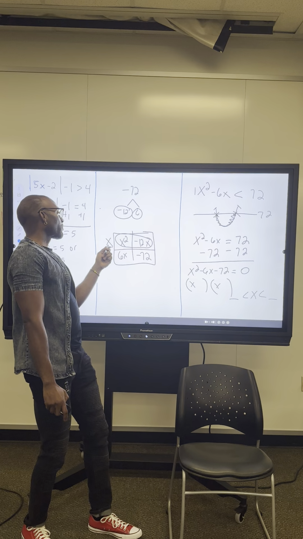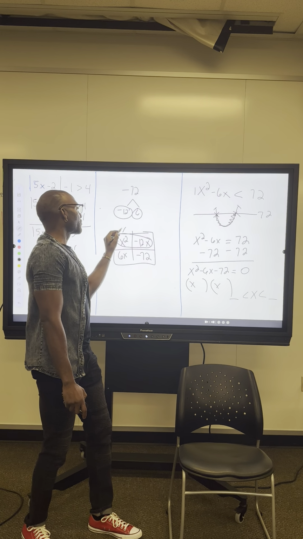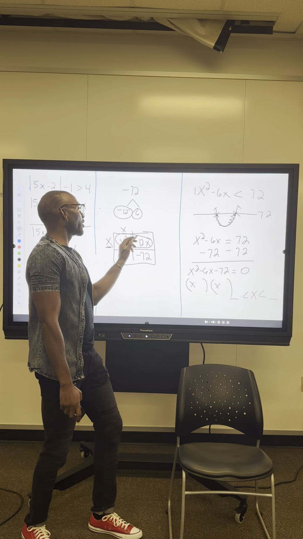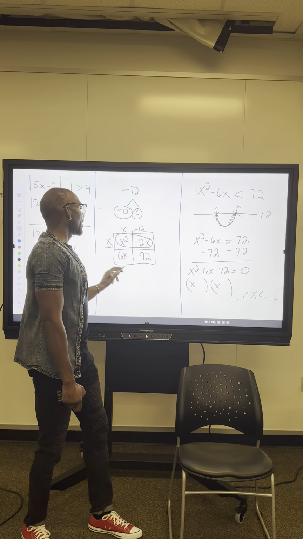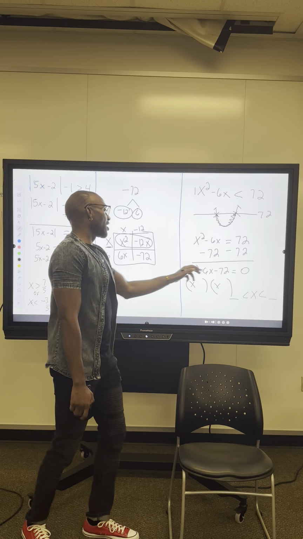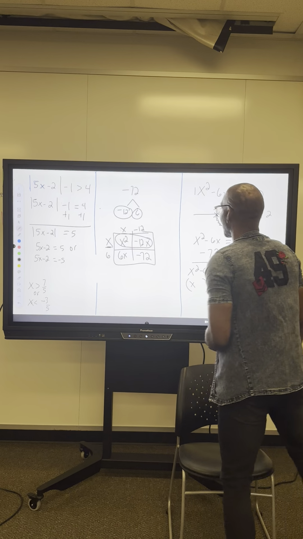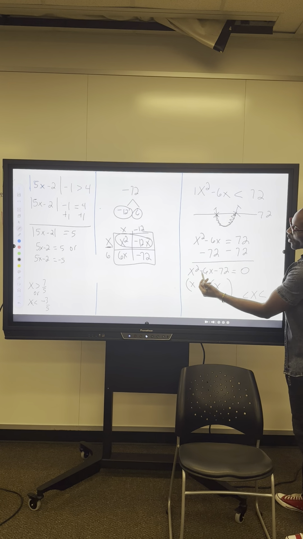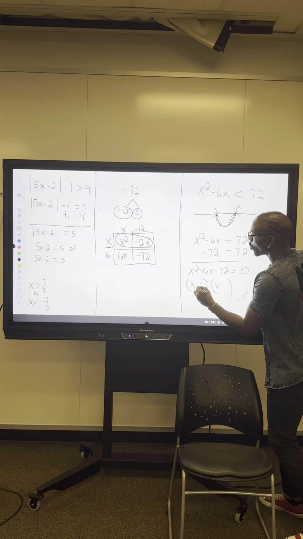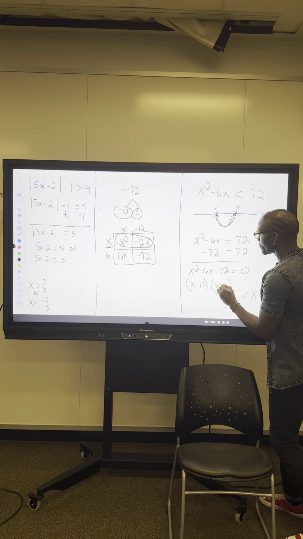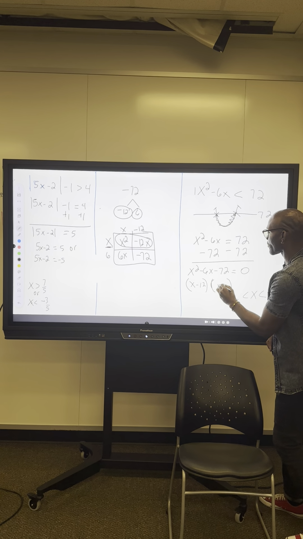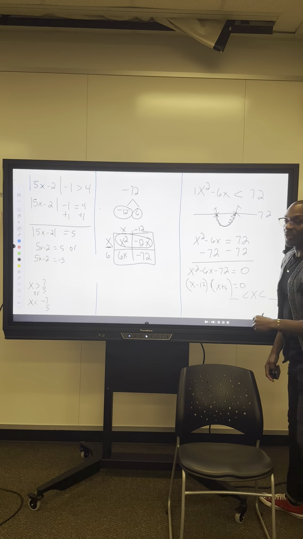What do I need to multiply to x to get x squared? That's just x. What do I need to multiply to x to get negative 12x? That's just minus 12. Then what do I need to multiply to x to get 6x? That's just 6. So I can rewrite this statement now. I can take this x squared minus 6x minus 72 and rewrite it as x minus 12 and x plus 6. And remember, this is equal to 0.